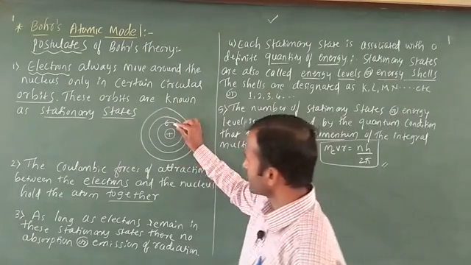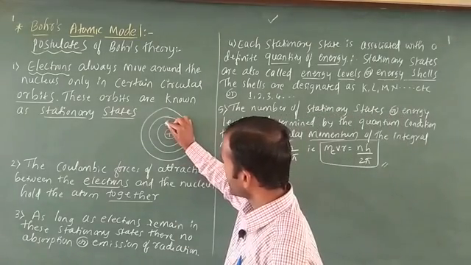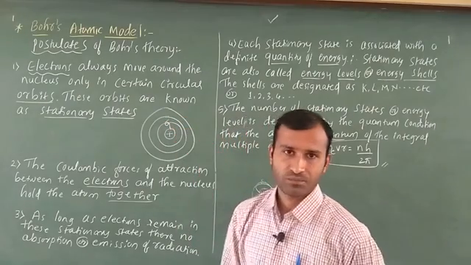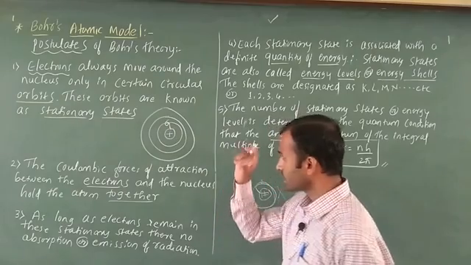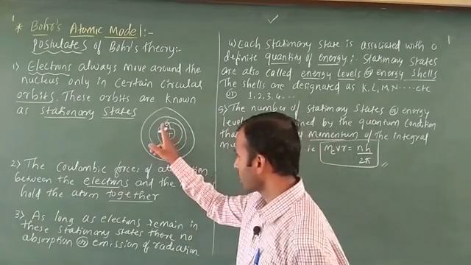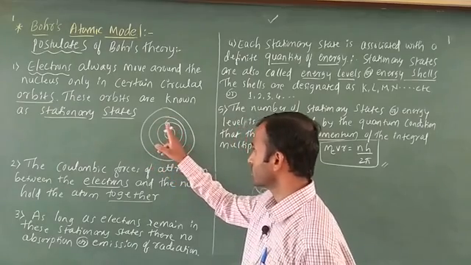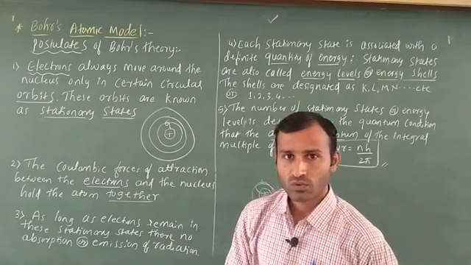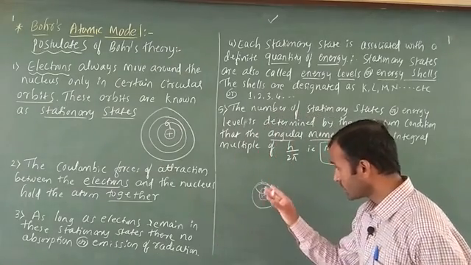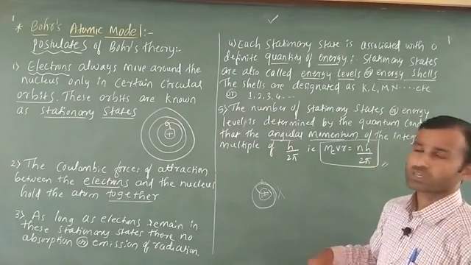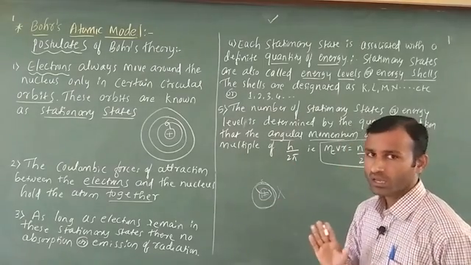Here the nucleus is there, here the electron is there. The distance between the nucleus and electron is fixed. In this case, the electron is always revolving around the nucleus. The electron will not fall into the nucleus. What did Rutherford say? The electron, continuously rotating, starts losing energy and falls into the nucleus. But in Bohr's atomic theory, it is not like that.